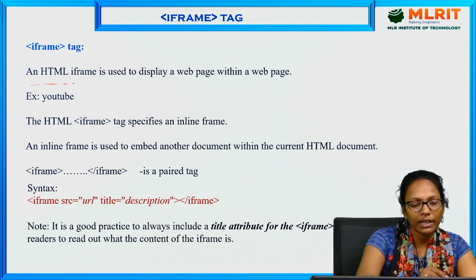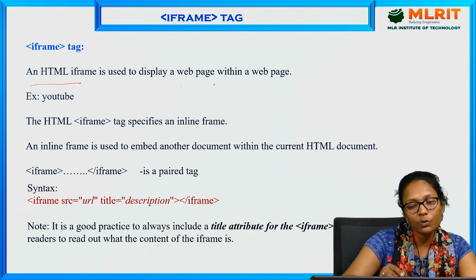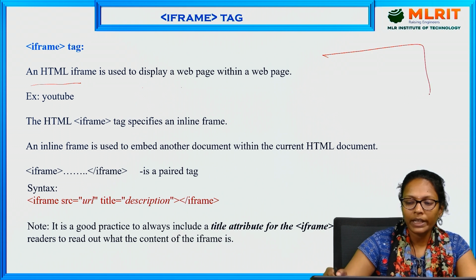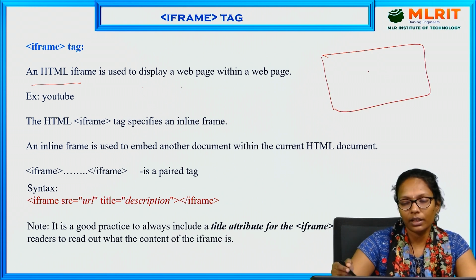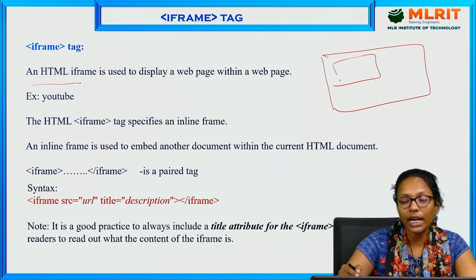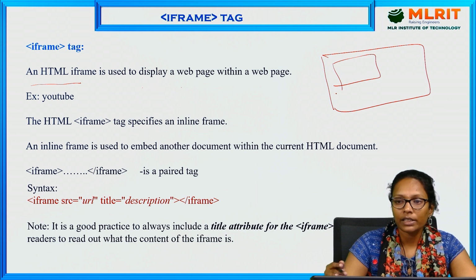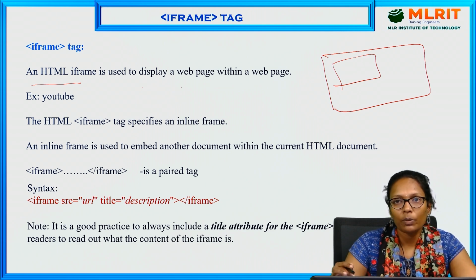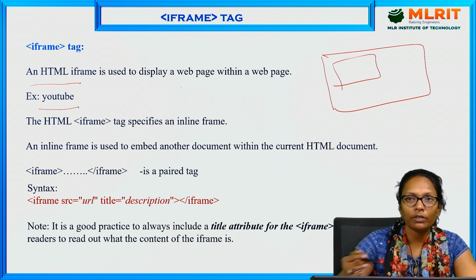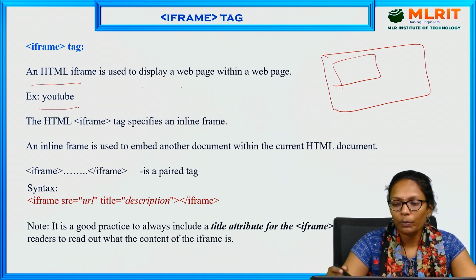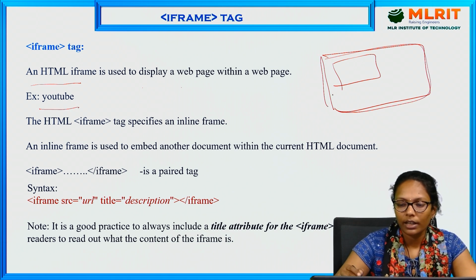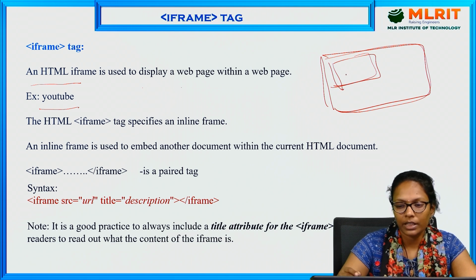An HTML iframe tag is used to display a web page within another web page. So already I have a web page, and inside it I want to insert another web page. To embed another web page in the main web page, we are going to use this iframe tag. The basic or best example is YouTube. Whenever you open a YouTube link, a small window appears in the main page, and in that window only the YouTube video will be played, right? So that is the best example for the iframe.